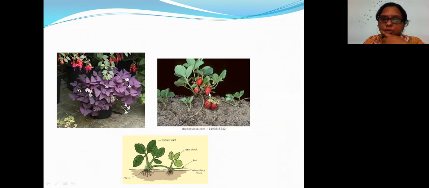Did you understand? So you can see the difference between this and this. It looks like a bunch because it is spreading in all directions, but the other will not look like a bunch. You will have a nice gap in between. This gap will be there, but here you cannot see the gap at all, because it's spreading everywhere. Can you understand the difference between the runner and stolon? You got it? Yes, ma'am. So this is the main difference between the runner and the stolon.